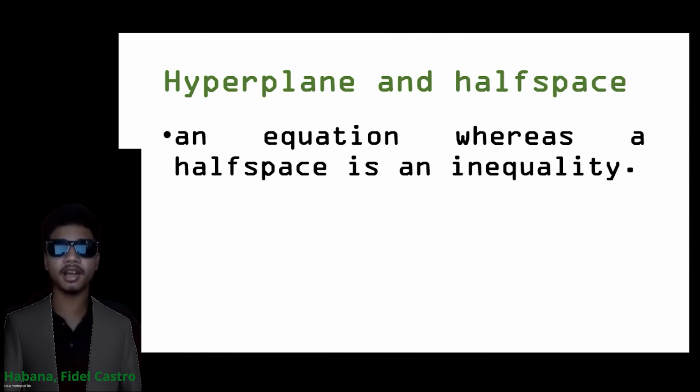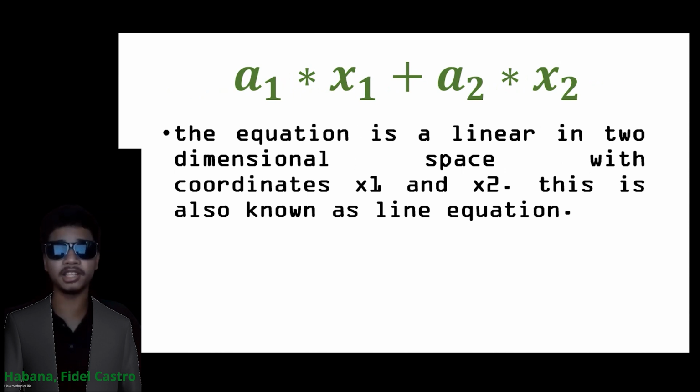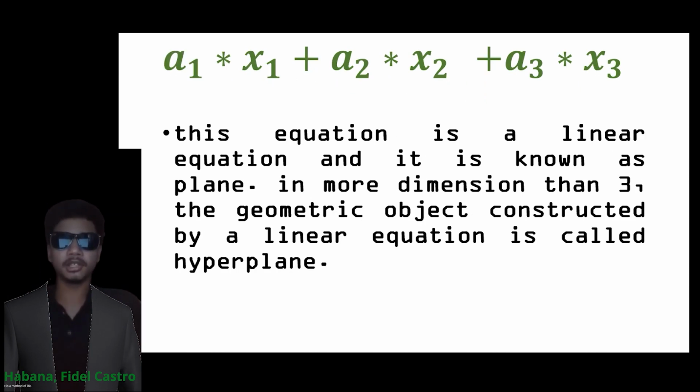Hyperplanes and half-spaces. A hyperplane is an equation, while a half-space is an inequality. For example, the equation above is linear in two-dimensional space with coordinates x1 and x2. This is also known as the line equation. So a hyperplane in two-dimensional space is a line. Similarly, in 3 dimensions, this linear equation is known as a plane. In more dimensions than 3, the geometric object constructed by a linear equation is called a hyperplane.